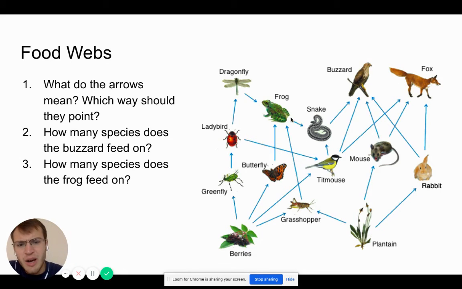But there's one more arrow between the frog and the snake. What does that arrow indicate? What does that arrow show? It shows that the frog is food for the snake. So we don't count that one because the frog doesn't eat snakes. Actually, snakes eat the frog. So it's just 1, 2, 3 arrows pointing to the frog. 3 species are food for the frog. So the frog feeds on 3 species. That's the better way to say it.